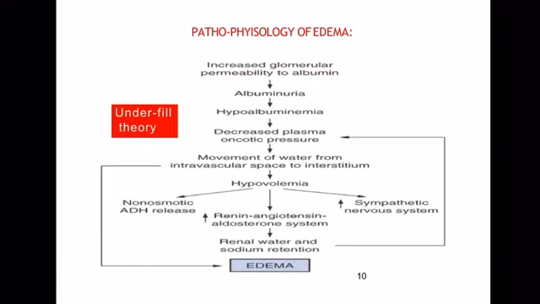So water moves from the intravascular space to the interstitium. There is hypovolemia in the circulation. This leads to non-osmotic ADH release, which in turn increases the renin-angiotensin-aldosterone system, which causes sodium and water retention. This leads to edema, and there is also sympathetic nervous system stimulation from the CNS, which also leads to water retention. All of this simultaneously causes the edema.